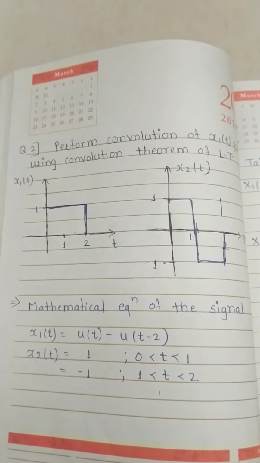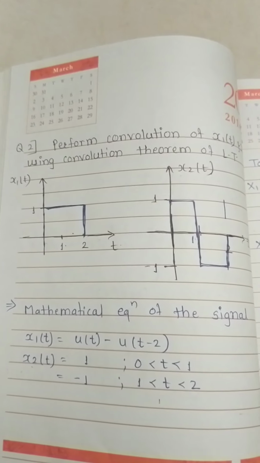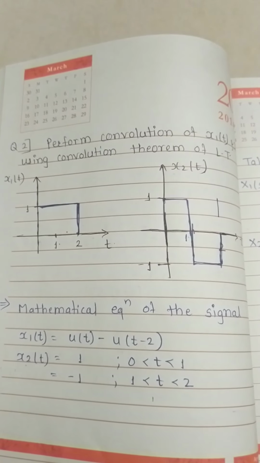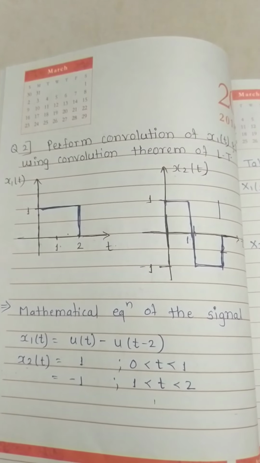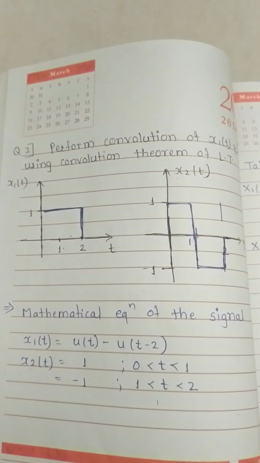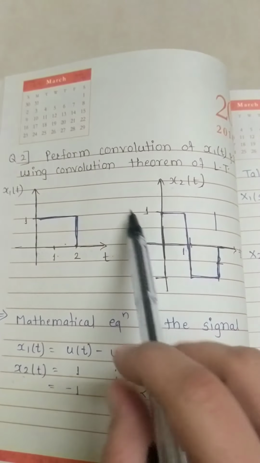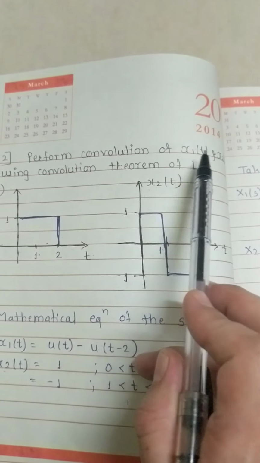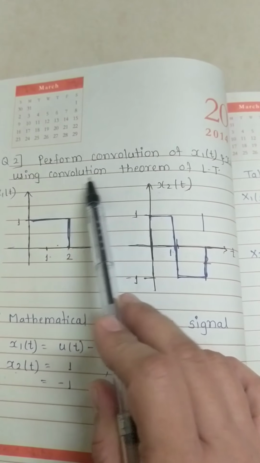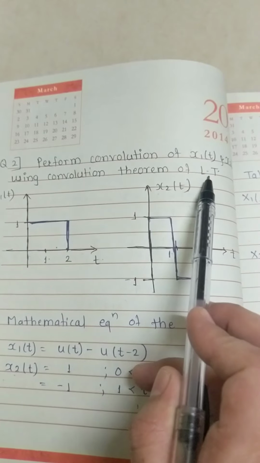Hello student, in the previous video we have seen examples on convolution of Laplace transform. Today also we will see another example of convolution. Here the question is: perform convolution of x1 of t and x2 of t using the convolution theorem of Laplace transform.